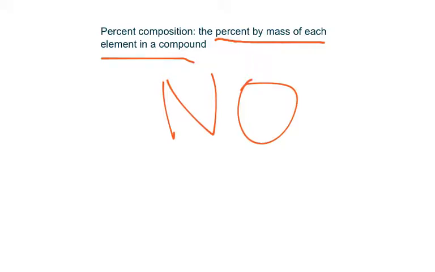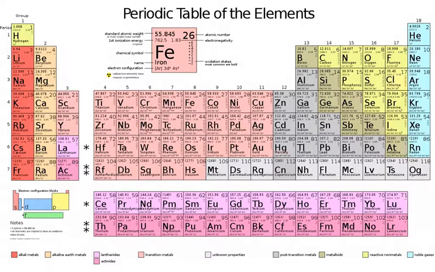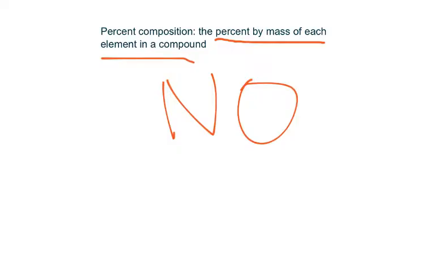Well, we know from our previous videos that nitrogen has a smaller average atomic mass than oxygen. So as a result, nitrogen will make up a smaller portion of the total mass, while oxygen will make up a larger portion of the total mass. Now let's prove that for ourselves by doing some math.